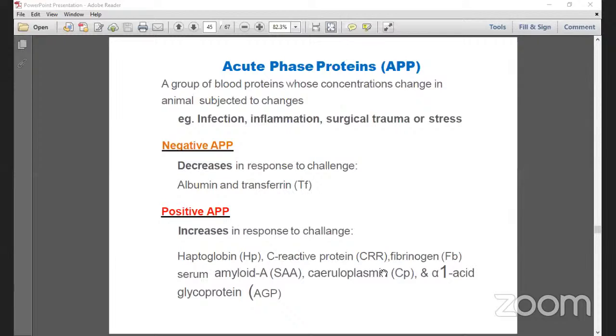Negative APP usually decreases in response to challenge. There are two examples of negative APP, which are albumin and transferrin. Positive APP usually increases in concentration in response to challenge. This is the interesting part. The positive APP include haptoglobin, CRP, fibrinogen, serum amyloid A, ceruloplasmin, and alpha-1 glycoprotein. People are now interested in the positive APP as an early disease marker. Okay, that's one.